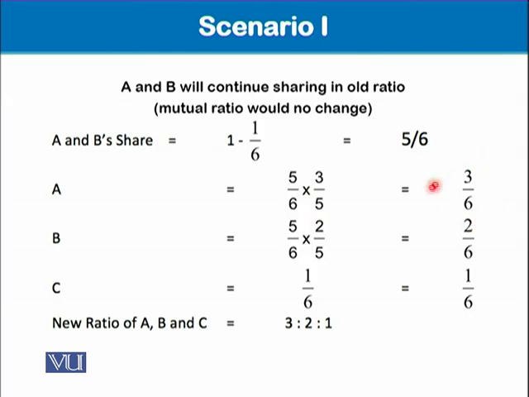Okay, great. So now out of these 6 slices, one slice is being given to C. Out of these 6 slices, 3 slices are being given to A, and B will get 2 slices. How? This 5/6 multiplied by 2/5. 5 cancels with 5, 2/6 is there, and 1/6 is C's share. So 3, 2, and 1 is the new ratio in which that profit will be shared. Okay, great. Let's see scenario 2 now.